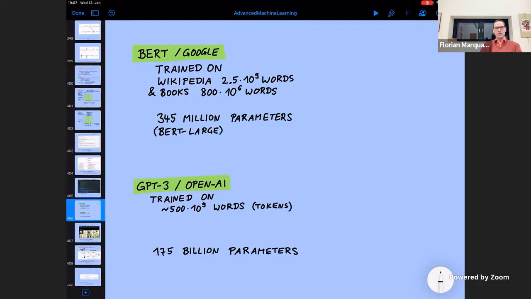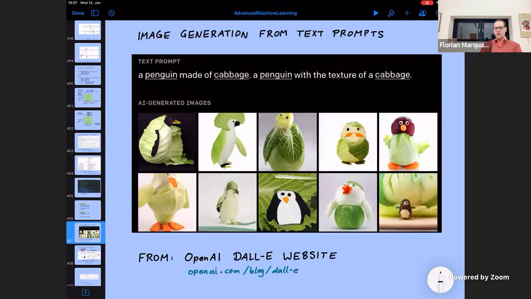Of course, you can do more. Here's still a funny example, also from OpenAI. That is image generation from text prompts. This kind of thing has been done previously using recurrent neural networks. Now it's even more powerful using the transformers. Here, you can play around on their website. I chose a penguin made of cabbage, and then it produces lots of images of penguins made of cabbage. So that's still fun. But then there is an extremely remarkable result.